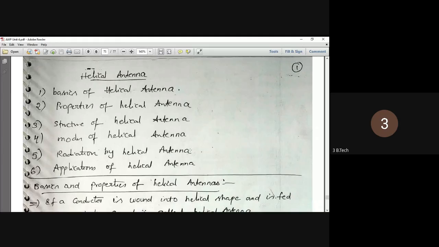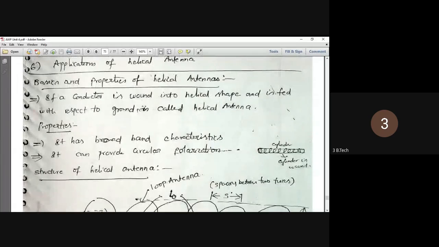In this we'll see the basics, properties of helical antenna, structure of helical antenna, modes of helical antenna, radiation by helical antenna, applications of helical antenna. This is the theme. Now, when we come to the helical antenna, basic and properties of helical antenna.